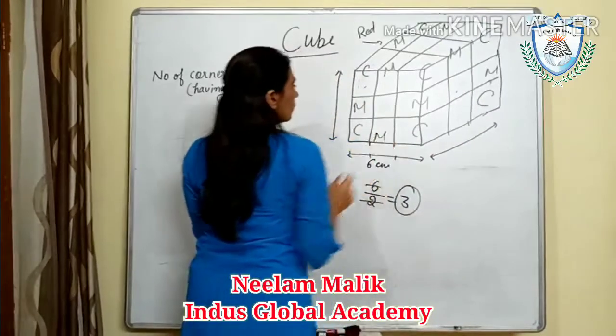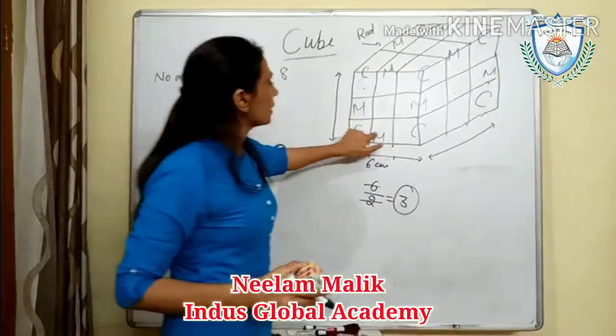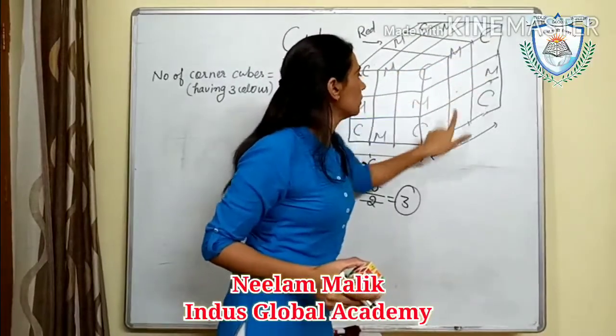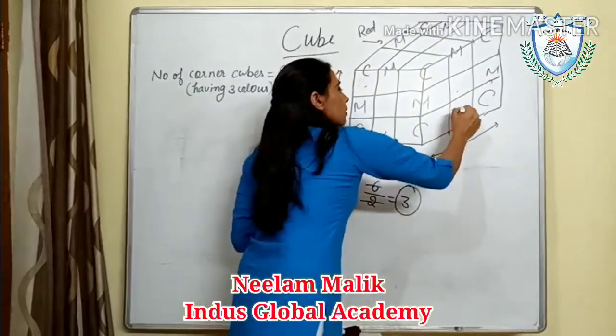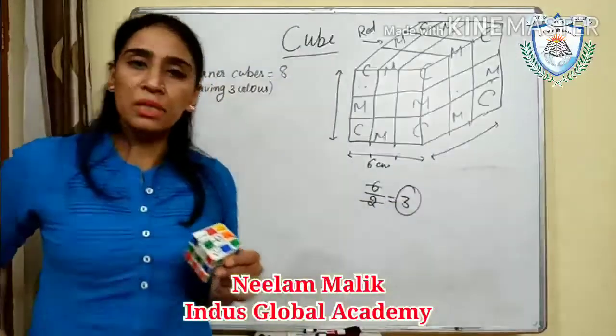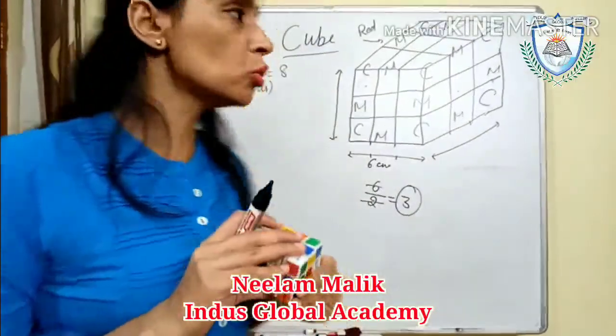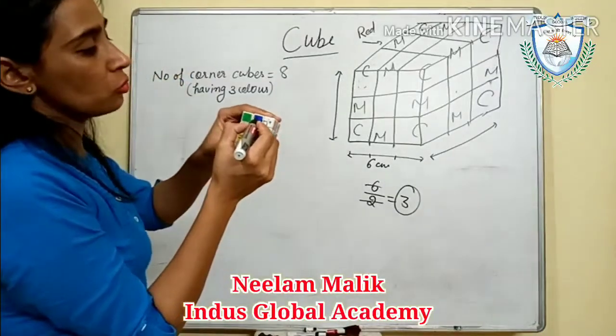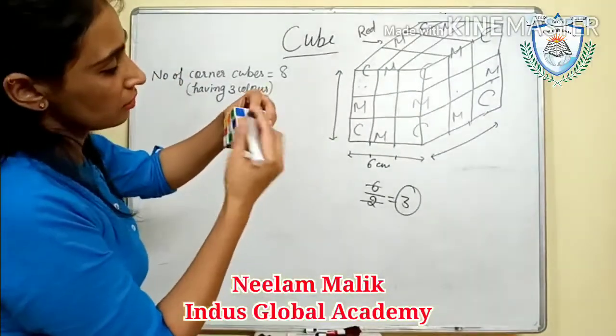This is also that. So this, here this, and this one. This is also middle. So these are the middle cubes, and middle cubes always have 2 colors. So this is our middle cube, and it has 2 colors here and here.